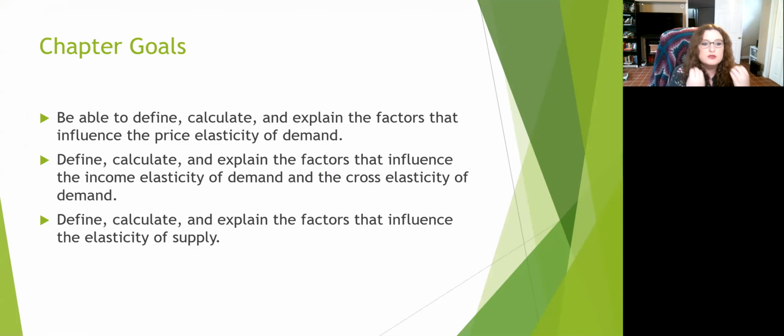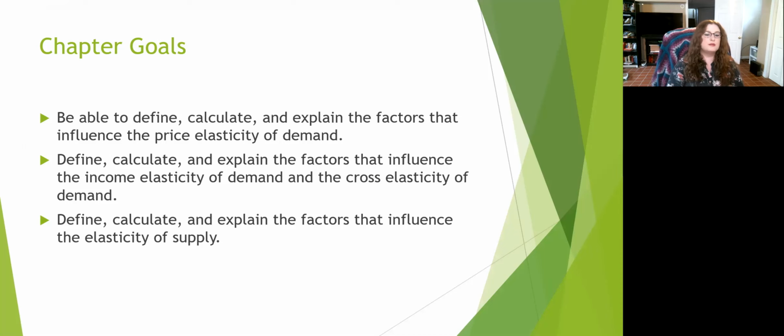So what really do you need from this chapter? When leaving this class, what I would like you to know is to be able to define, calculate, and explain the factors that influence the price elasticity of demand. So what would really affect that? You know, the slope of our demand curve, what would affect that? How would we move based upon it? Is it more of an inelastic good or an elastic good? And what does that even mean?